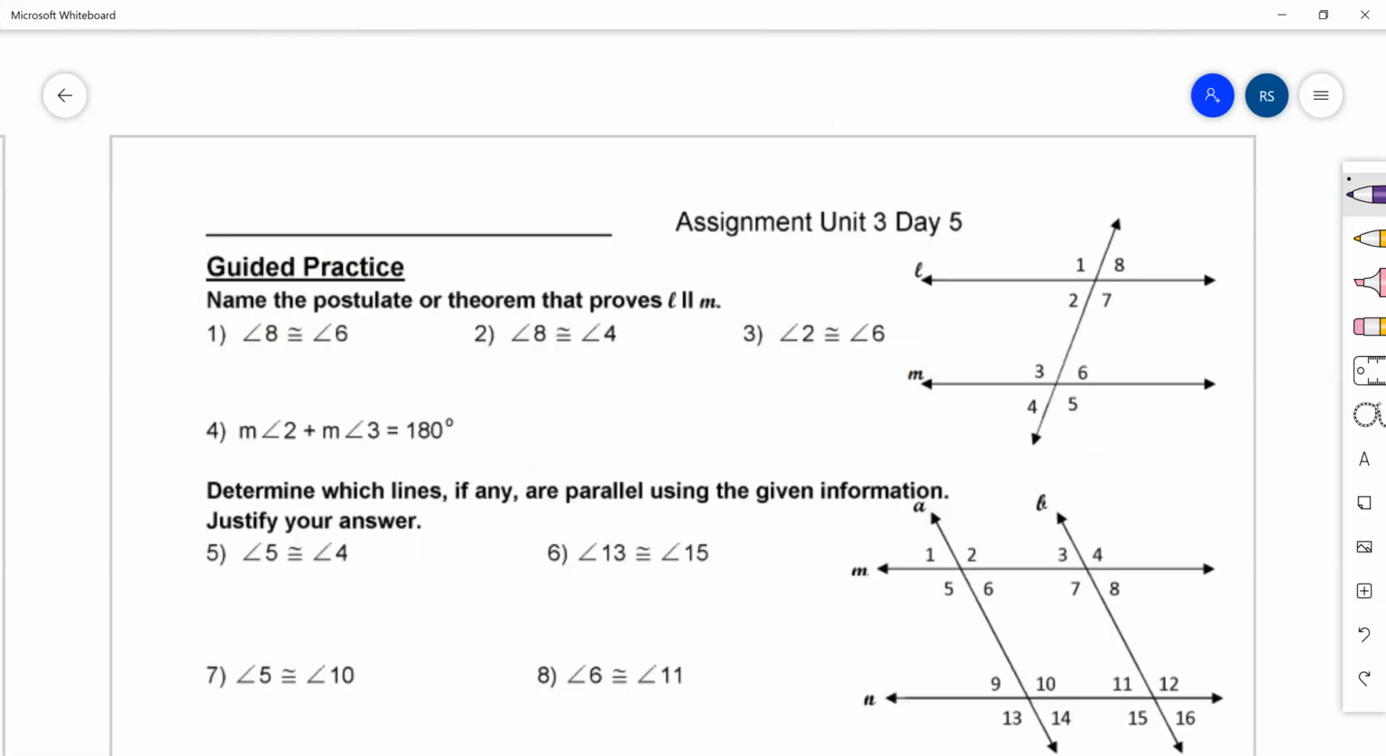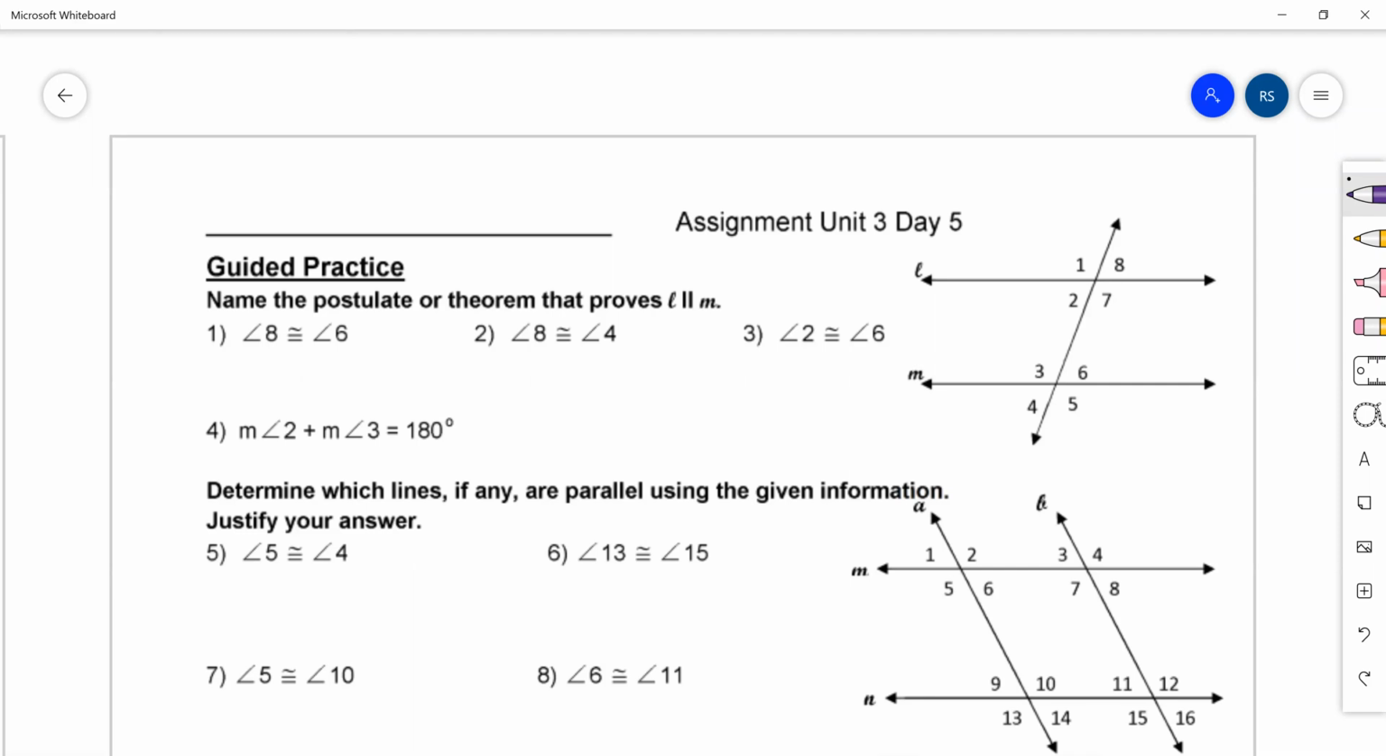Okay, now we're on to the guided practice. I forgot to say this in the lesson, but this is actually the last day of new material for the unit. Yay! That also means the test is getting close. But anyways, we're almost done with our last day of new material. Let's look at the guided practice.